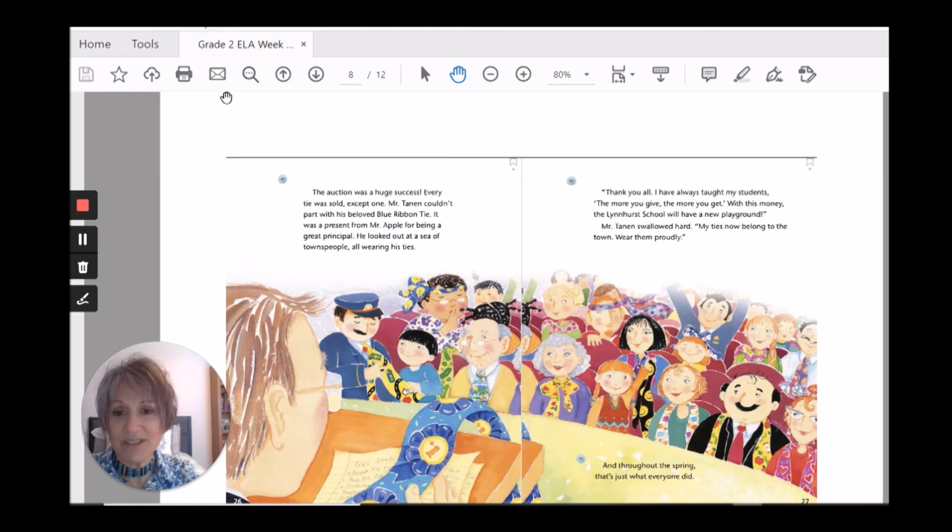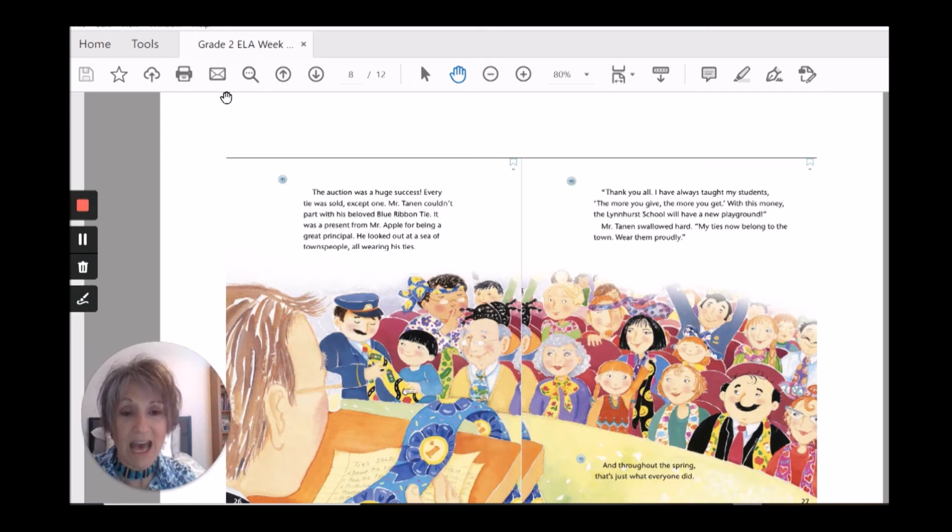The auction was a huge success. Every tie was sold except one. Mr. Tanen couldn't part with his beloved blue ribbon tie. It was a present from Mr. Apple for being a great principal. He looked out at the sea of townspeople all wearing his ties.